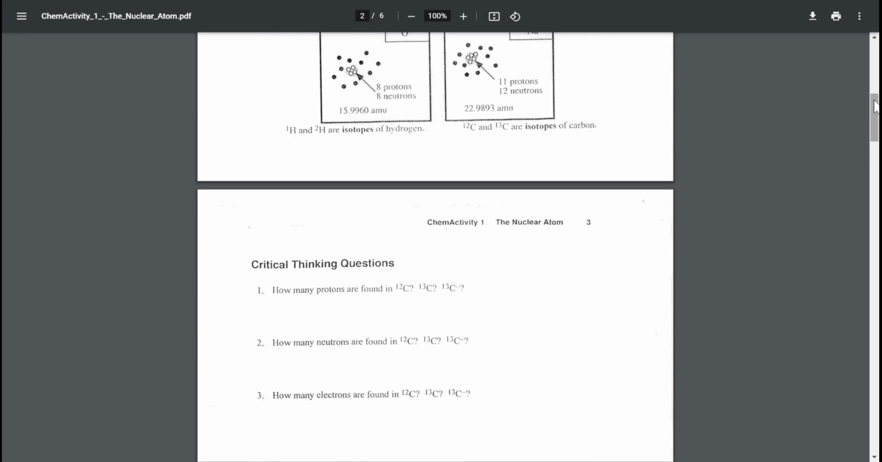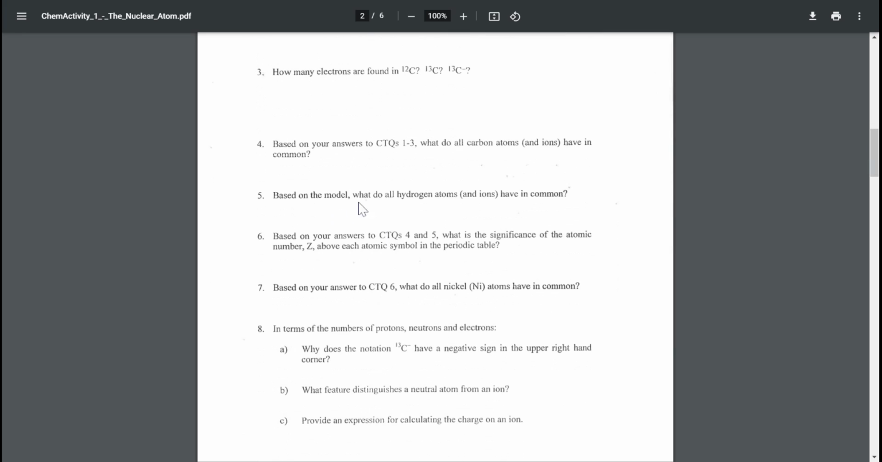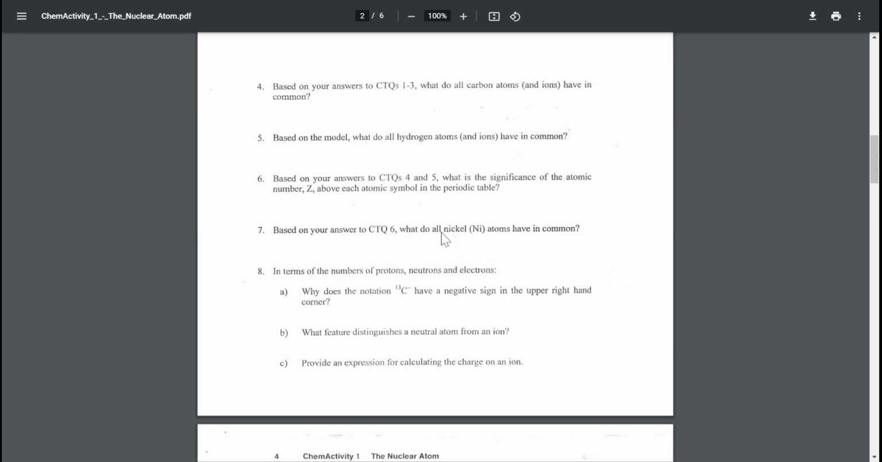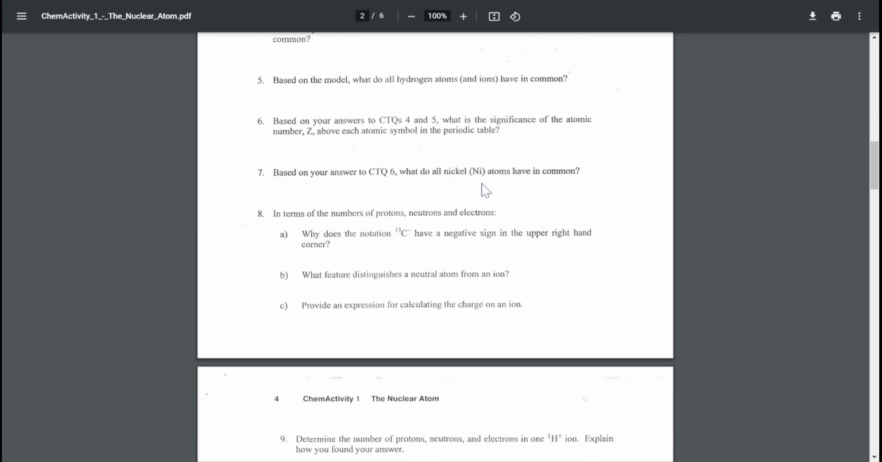So looking at the other questions, we have, based on your answers, what they have in common. For carbon, what they have in common is they all have 6 protons, and for hydrogen, they all have 1 proton. And so the atomic number, Z, tells you how many protons that element has. And so you can go to the periodic table and find the answer for nickel, and the answer will be, of course, they all have the same amount of protons.